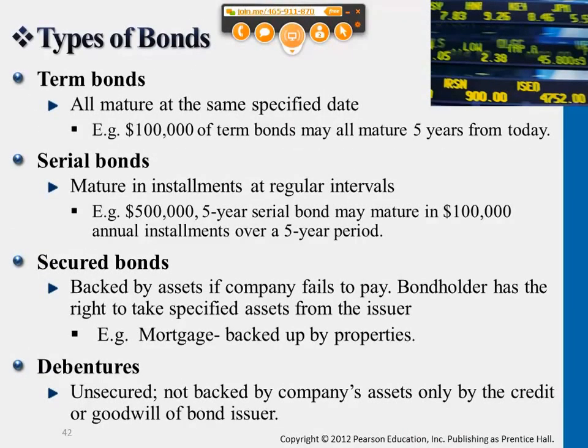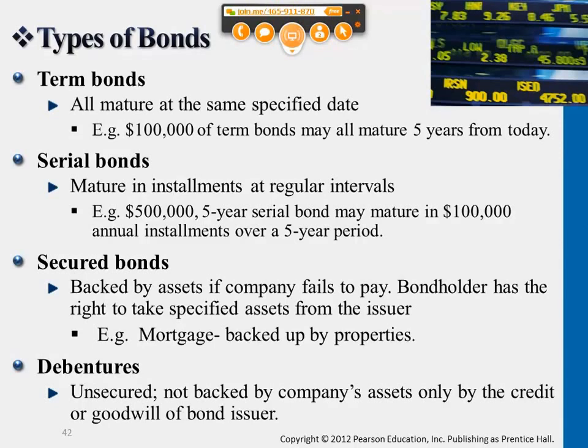I'm just going to quickly go over the different types of bonds. You don't have to memorize this. This is just giving you a sense that there are different categories of bonds with different characteristics. These categories are actually not exclusive. Some of the bonds could be a term bond. A term bond basically tells you that there's a specific date for all the bonds that this particular company issues.